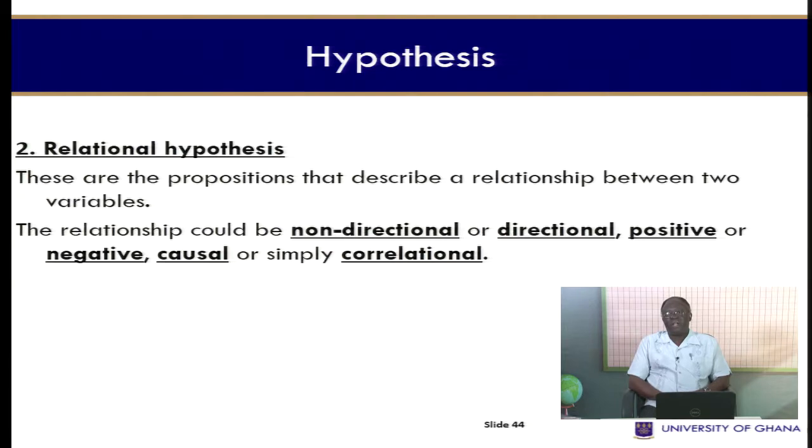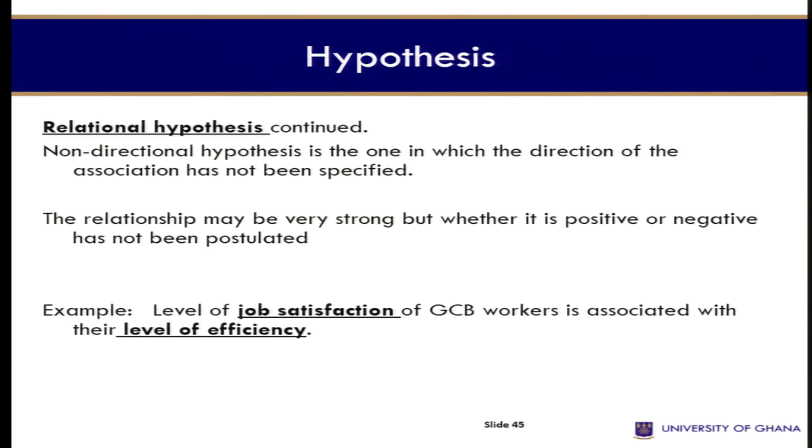Relational hypothesis. Relational hypotheses describe a relationship between two variables. The relationship could be non-directional, it could be directional, that is, it could be positive or negative, it could be causal or simply correlational. What we are saying here is that a relational hypothesis has some characteristics. One, it can either be positive or negative. That is, variables can either be positively related or negatively related. That is, the hypothesis points to a certain direction. Let us look at these examples.